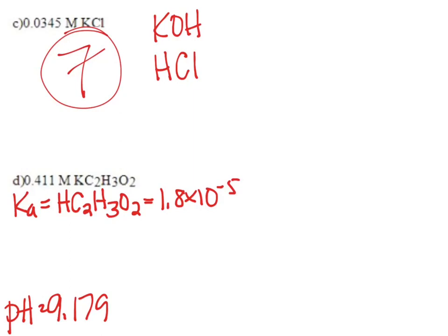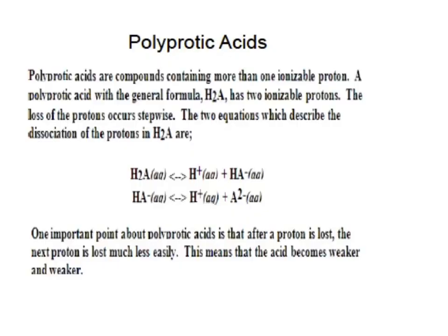Any questions on that? So now what we're going to do is go into polyprotic acids and polyprotic hydrolysis. All a polyprotic acid is, is an acid that contains more than one ionizable proton. So it has more than one H. If I had H2A, H2A is going to dissociate into H plus and HA minus. HA minus still has some H there that it can give away, so it will further dissociate into H plus and A with a 2 minus.